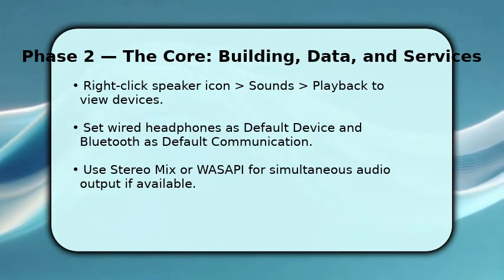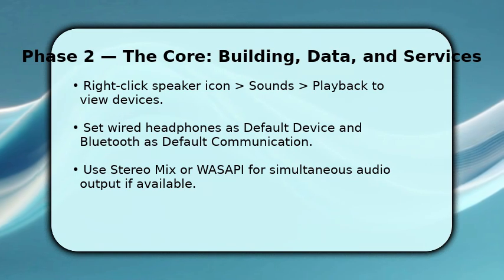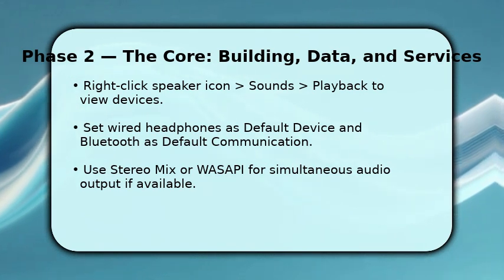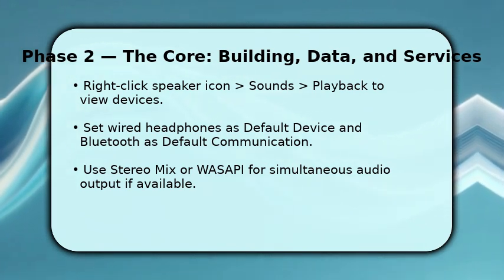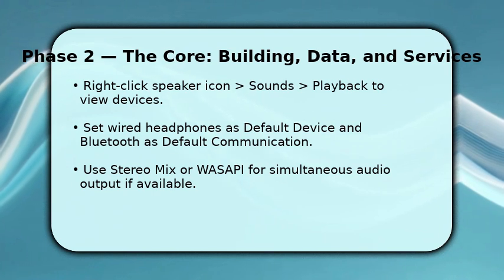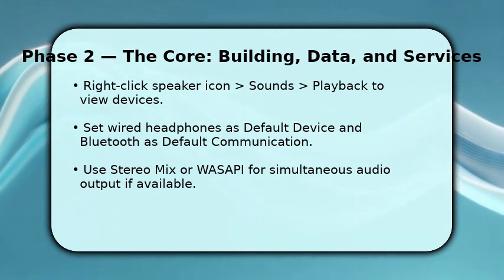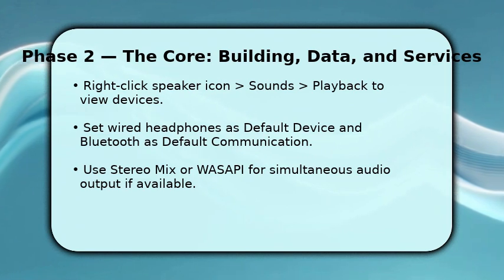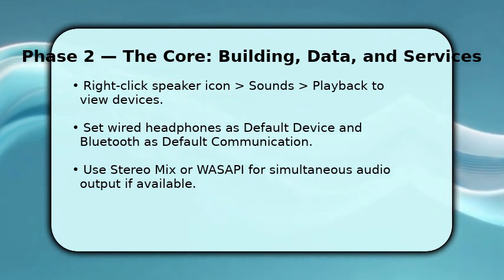Right-click the speaker icon in the taskbar, choose Sounds, and open the Playback tab so you can see both wired and Bluetooth devices listed. Make your wired headphones the default device for general audio, then select the Bluetooth headset and set it as default communication device that partitions streams.